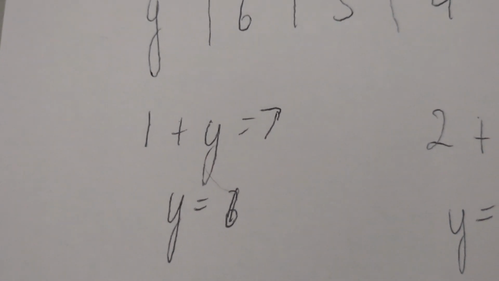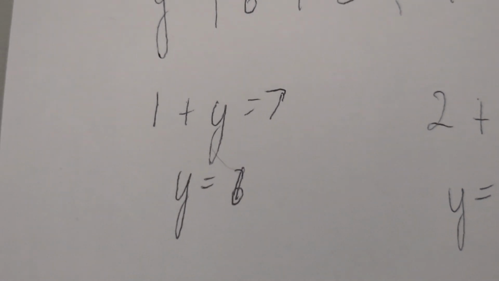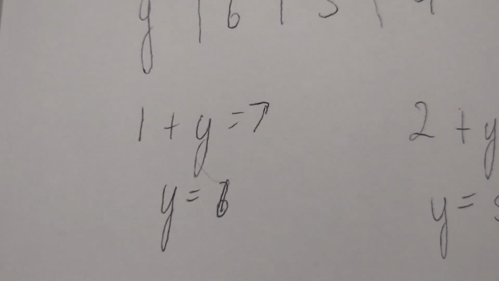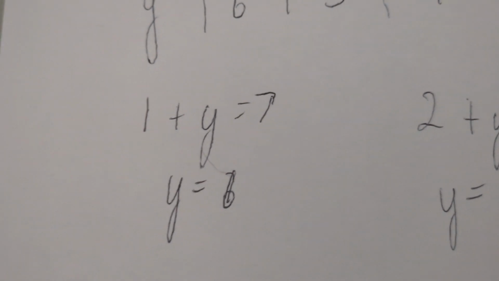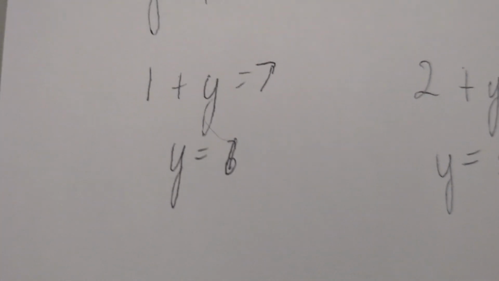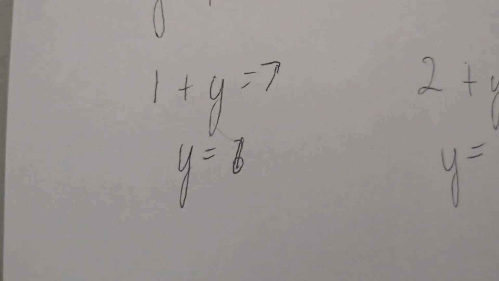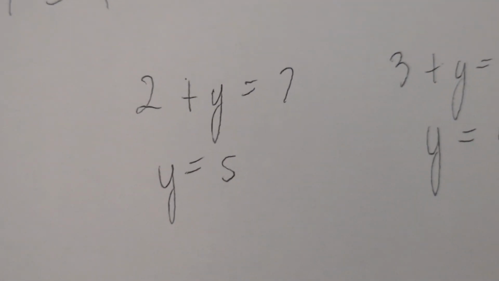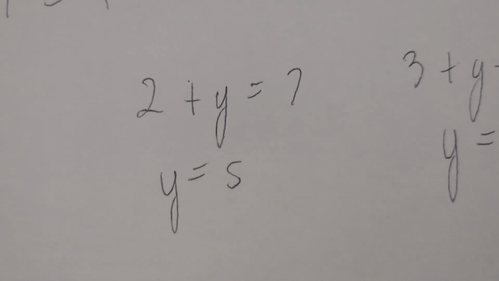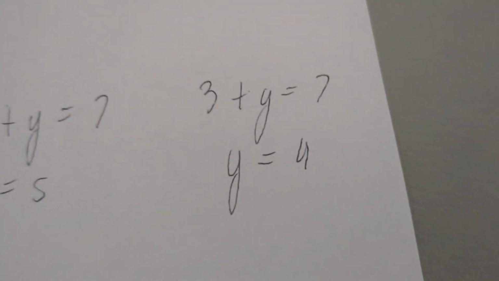And then you can just solve the equation by subtracting 1 from the other side. Or you could just work it out in your head. So it's like 7 minus 1, which is just 6. Then I did the same for 2, which I got 5. And for 3, I got 4.